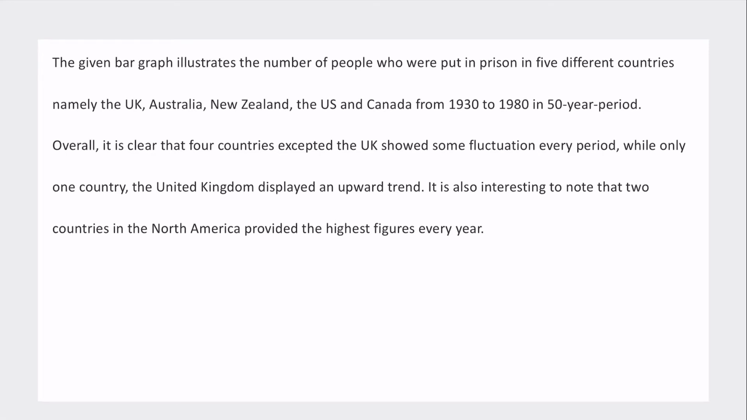So the given bar graph illustrates the number of people who were put in prison in 5 different countries, namely the UK, Australia, New Zealand, the US, and Canada from 1930 to 1980, over a 50-year period. You don't need to say both. If you're going to say from 1930 to 1980, then you don't need to say over a 50-year period. So I would probably just get rid of the dates and just say over a 50-year period.